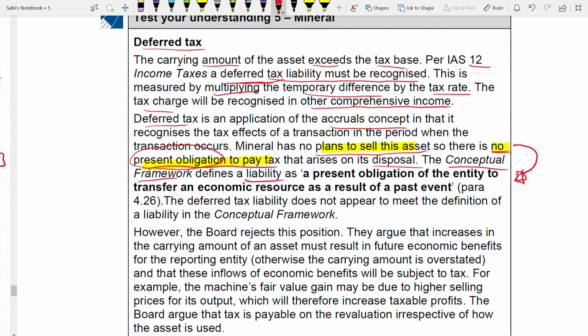Okay, if you forgot the definition of a liability according to the conceptual framework, don't worry. At least some words you can pick up. For example, this keyword, present obligation. This you can write in your answer. Already you have got it from here. Present obligation. So if you see, the first answer also is present obligation. So a present obligation of the entity to transfer an economic resource as a result of a past event. That means you have an obligation now to pay something. Why? Because of some past event that was there. So transfer because of past event. Present obligation, past event. Make sure these two words are there.